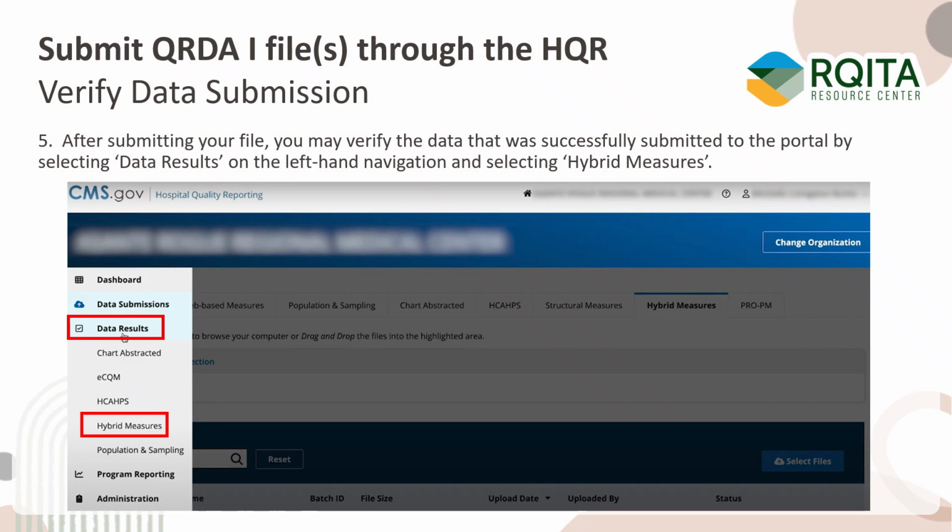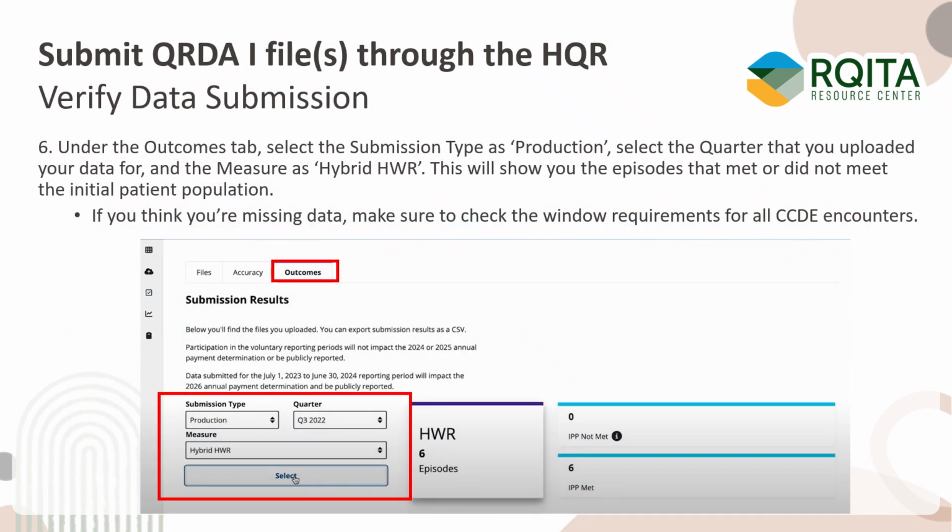After submitting your file, you may verify the data was successfully submitted to the portal by selecting Data Results on the navigation bar and selecting Hybrid Measures. Under Outcomes, select Production and the quarter that you uploaded QRDA1 files for and select Hybrid HWR. This will show you the number of patient encounters that did or did not meet the initial patient population requirements.